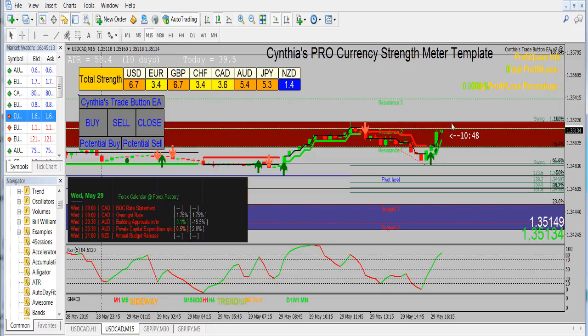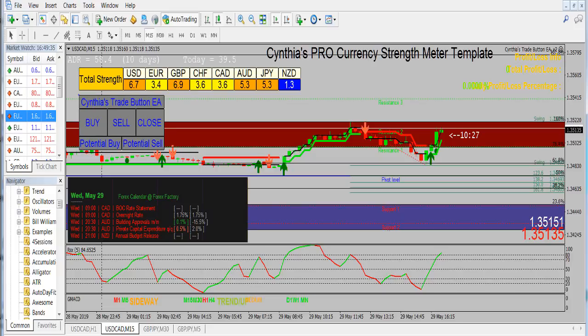We are in overbought territory, but I still believe my target will be resistance 3, which is hard to see. If you can read it, it's green. I'm going to pause the video and come back in 10 minutes, and we'll see what the rate statement news event does to the USD CAD.